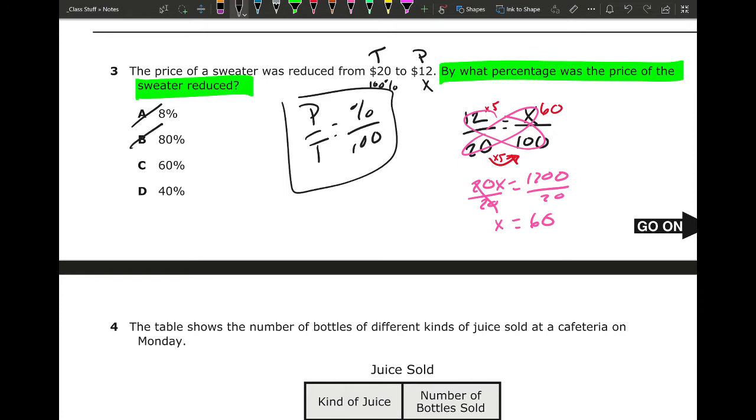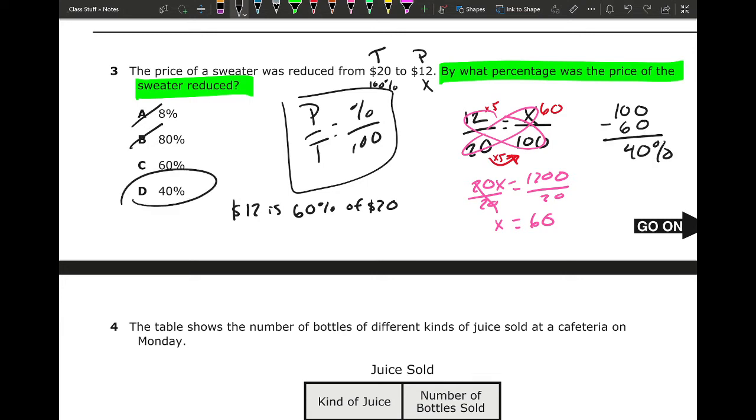Okay? Now, for your surprise, the answer is not going to be 60 either. But let me help you think. It says, by what percent was the price of the sweater reduced? Well, 12 is, let me see, hold on. 12 is 60% of 20. $12 is 60% of $20. So what percent was it reduced then? You cannot stop right there. You will have to take that away from 100%. 100% is $20. You're going to take away the 60%, and it's going to give you 40%.